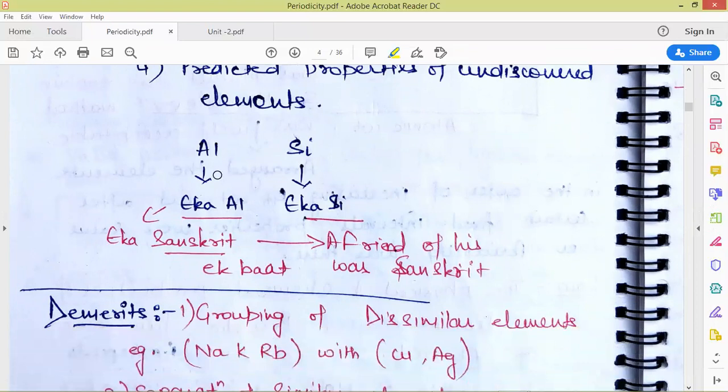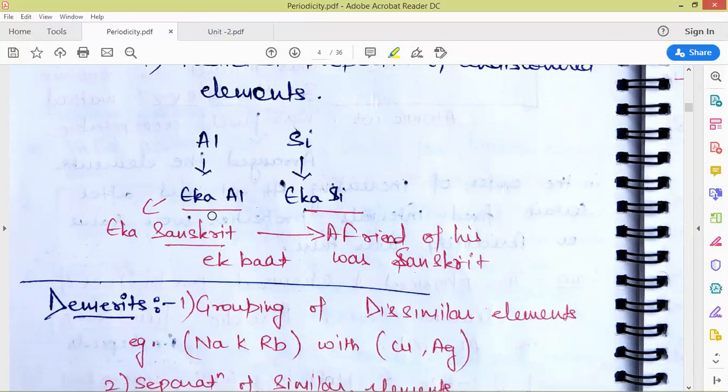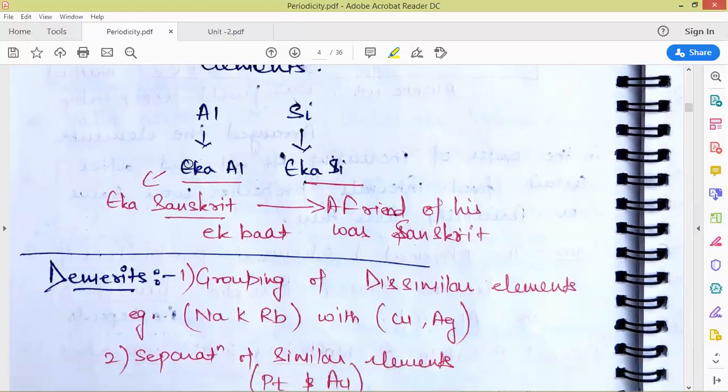Just like in the group of aluminium, just below the aluminium, he put an element and called it Eka aluminium. Here it is germanium, and here it is gallium. So based upon this, he called it Eka aluminium and Eka silicon, because at that time these elements, that is gallium and germanium, were not discovered.